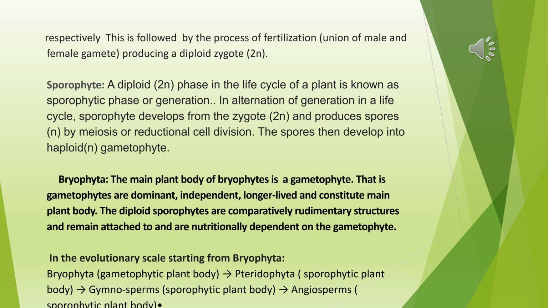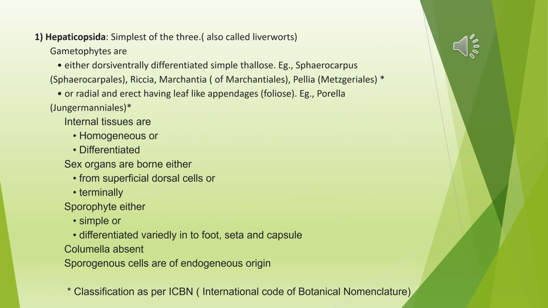Now, Bryophyta consists of three main groups: Hepaticopsida, Anthocerotopsida, and Bryopsida. Now, the relevant points of Hepaticopsida. This is the simplest of the three. They are also called liverworts. Here, the gametophytes are either dorsiventrally differentiated simple thallus, examples Sphaerocarpus, Riccia, Blasia, Pellia, or they are radial and erect, having leaf-like appendages, that is folioles, example Porella of the Jungermanniales.